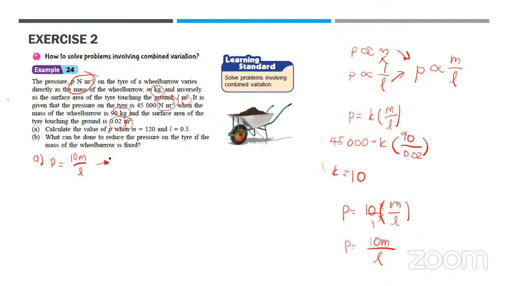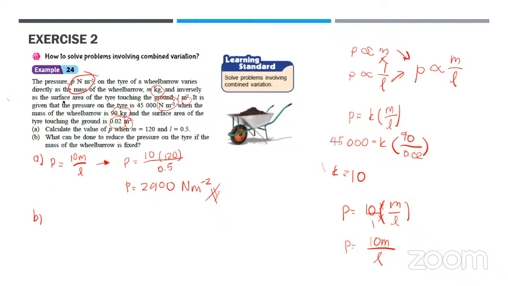So we can just sub in the values of m and L, and you get P is equal to 10 multiplied by 120 divided by 0.5. When you put that into a calculator, you'll get P is equal to 2,400. Don't forget your units. Pressure is equal to 2,400 Newton per meter squared, sorry. That's the answer for A.